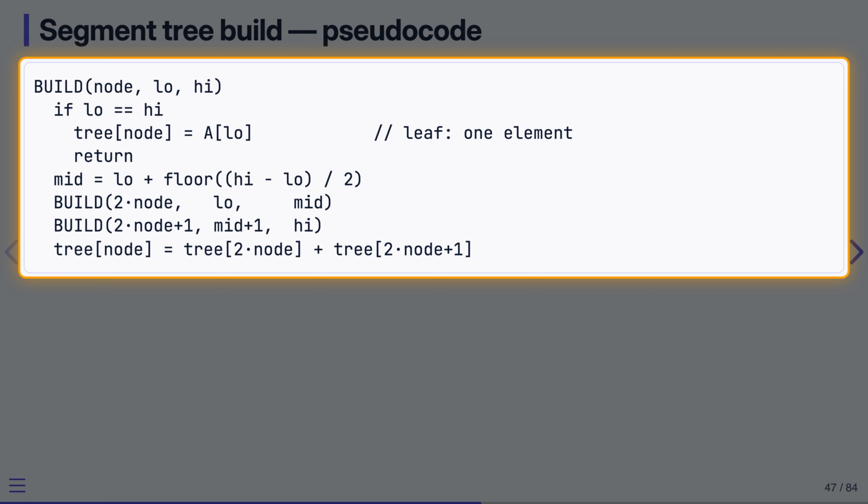Here is the build in pseudocode. It takes a node index and the interval that node covers, low to high. If low equals high, this is a leaf, so we store A at low and return. Otherwise, we split at the midpoint, build the left child at 2 times node, build the right child at 2 times node plus 1, and then set this node to the sum of its 2 children. Notice the combine happens on the way back up, after both children are done.